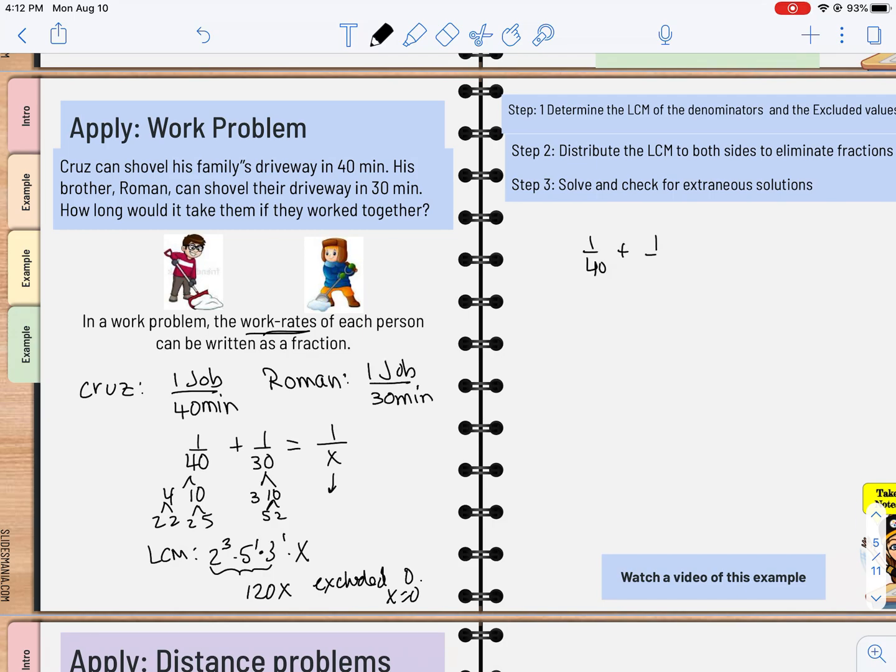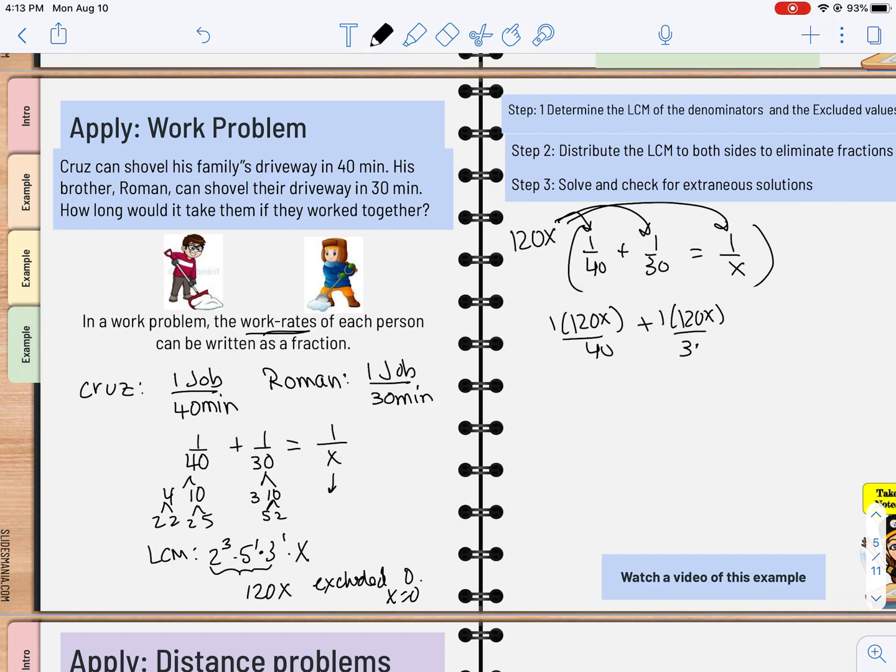So let's go over here and rewrite this, and we'll go through how we solve it. I'm going to take my LCM to all the fractions, all the way across. So I'm going to take 1 times 120x over 40, 1 times 120x over 30, and then 1 times 120x over x. So I distribute that to every fraction, and my goal is that they will reduce. 120 over 40 reduces to 3, and there's an x. 120 over 30 reduces to 4, and that one also has an x. The last fraction, the x's reduce there, and I'm left with 120.